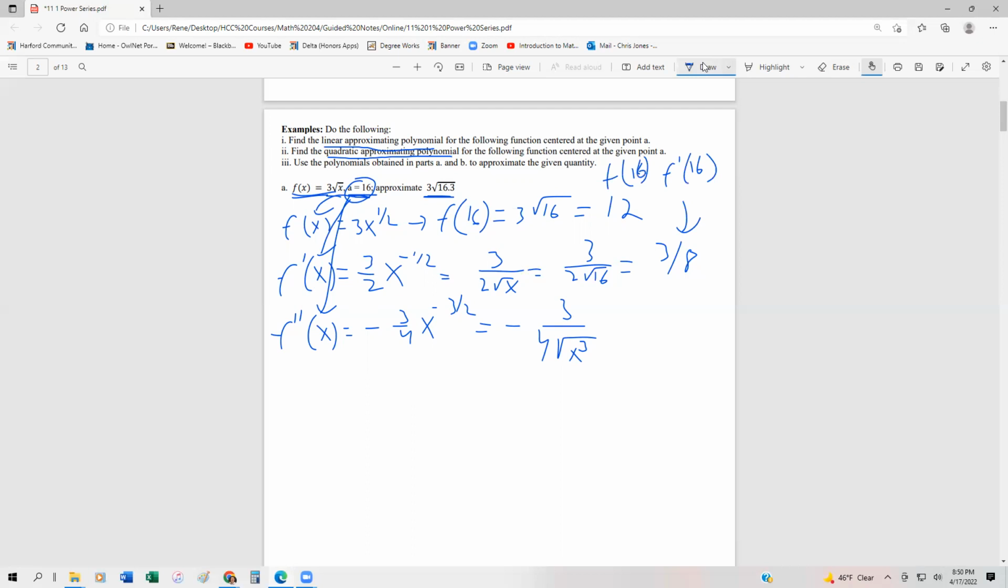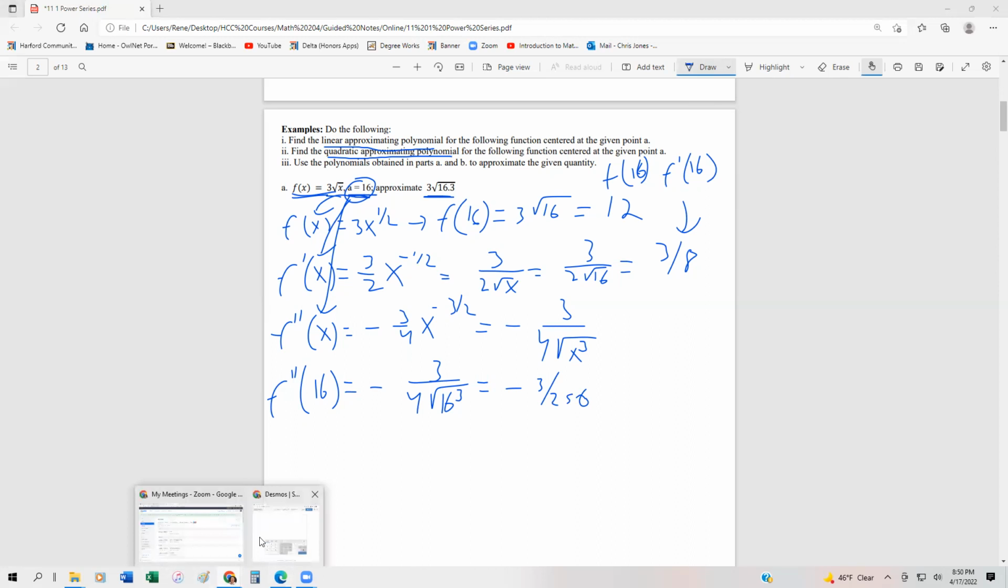And then finally, we need f double prime at 16, which is going to be equal to negative 3 over 4 square root of 16 cubed. All right. We know the square root of 16 is 4. 4 cubed is 64. 64 times 4 is 256. So this is going to be negative 3 over 256. All right. And of course, if you don't trust me, you could just throw it into a calculator.